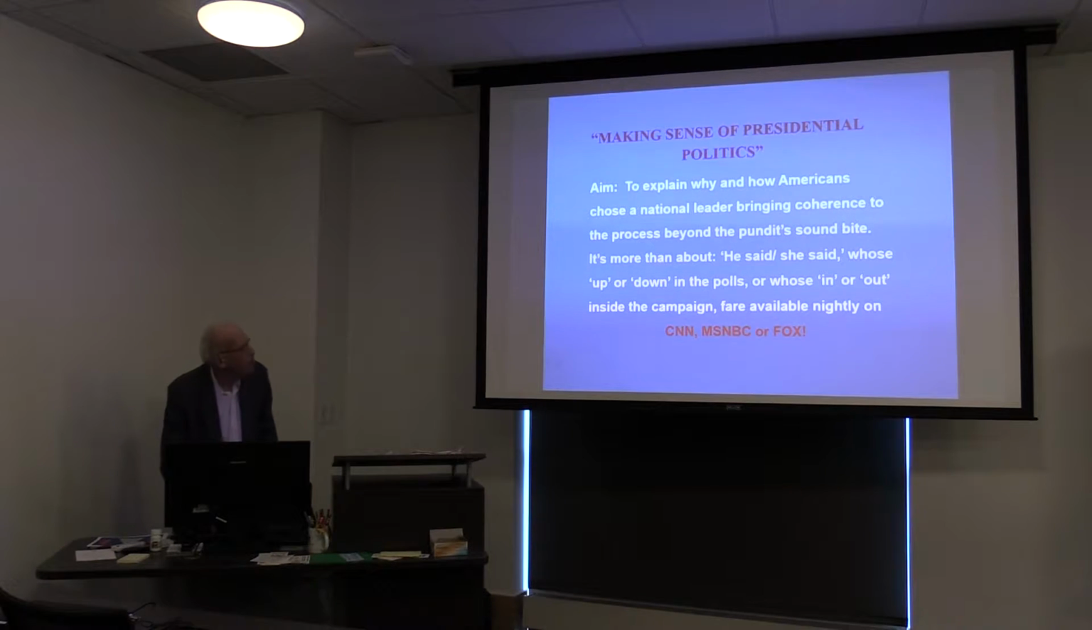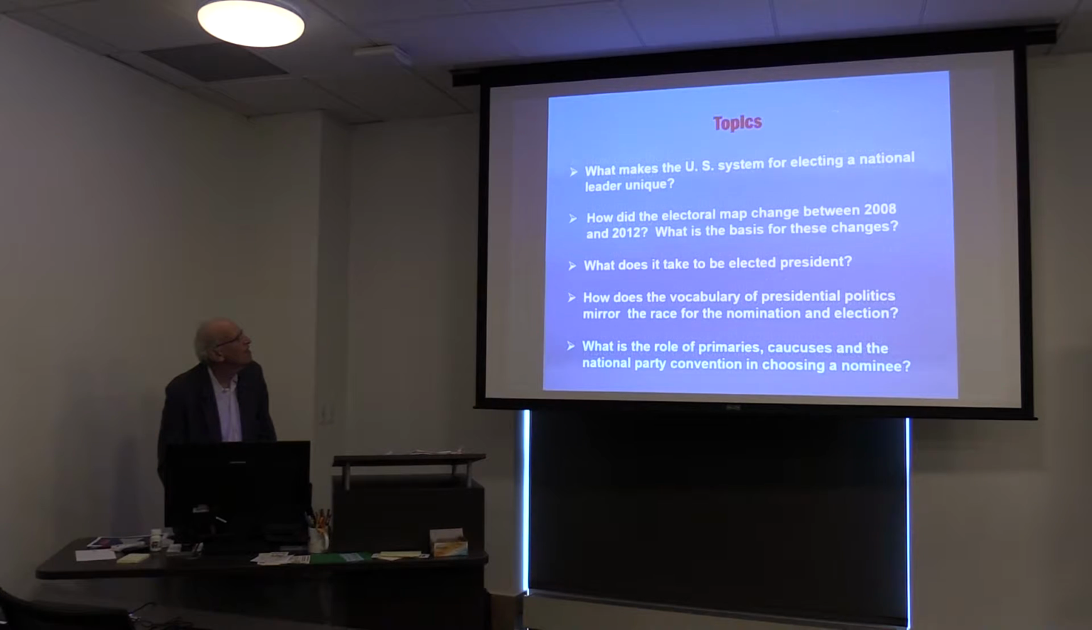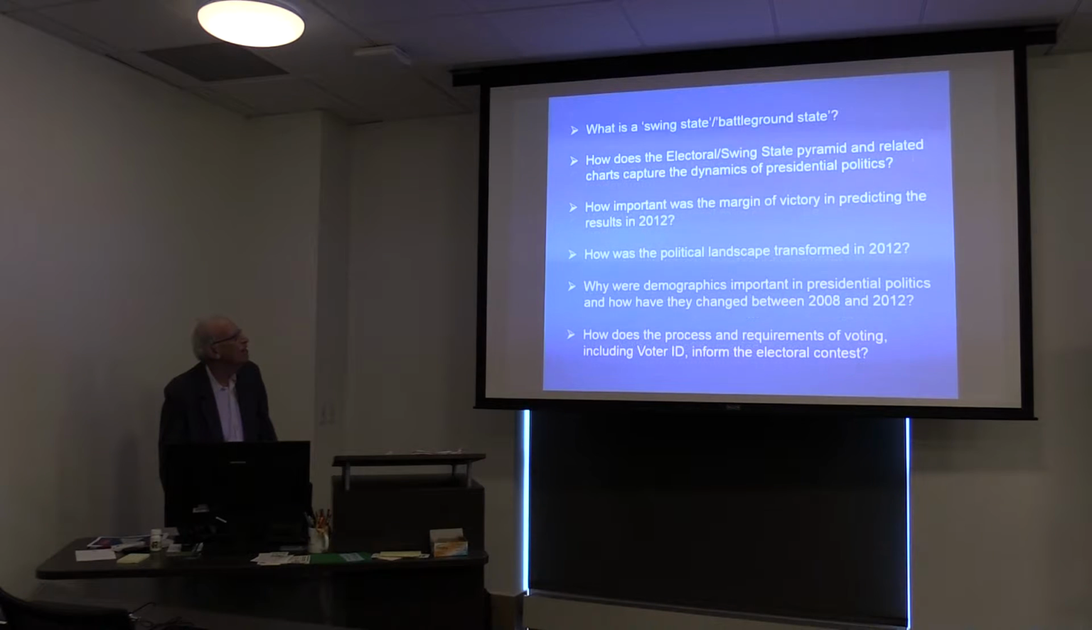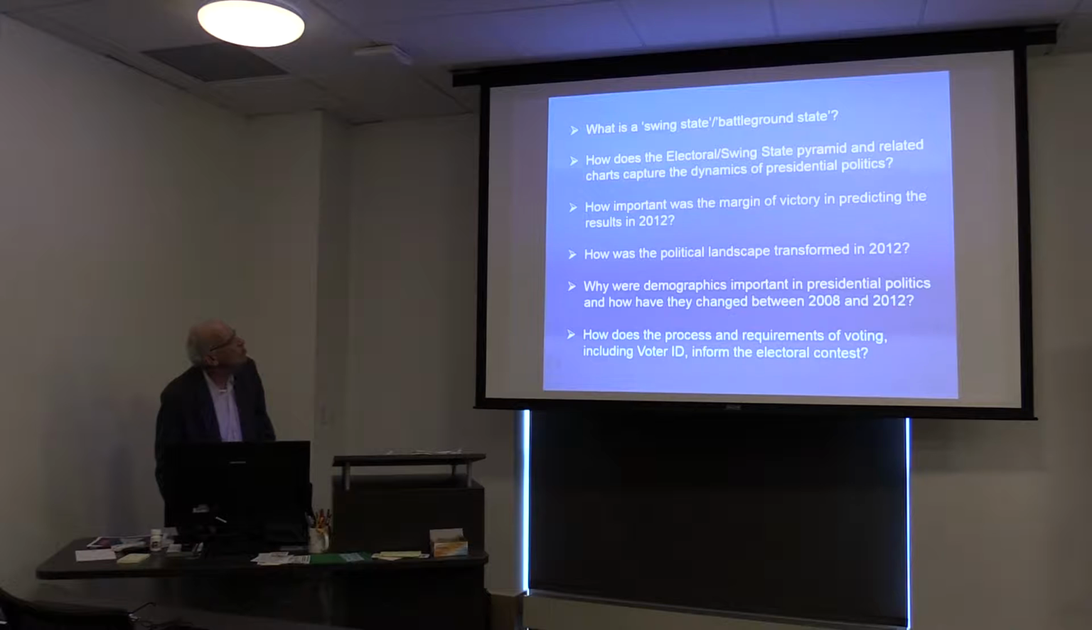Here are the topics we're going to be covering. What makes the U.S. system unique for electing a national leader? How did the electoral map change between 2008 and 2012? What does it take to be elected president? How does the vocabulary of presidential politics mirror the race for the nomination and election? What is the role of primaries, caucuses, and the National Party Convention in choosing a nominee? How does the electoral swing state pyramid and related charts capture the dynamics of presidential politics?